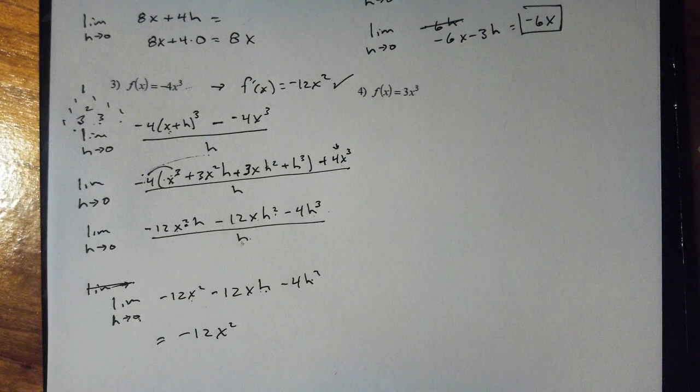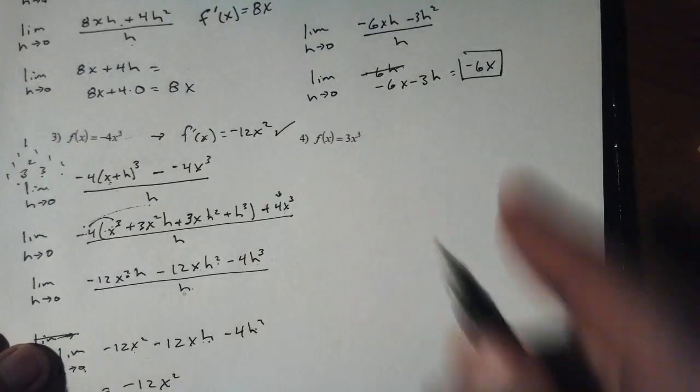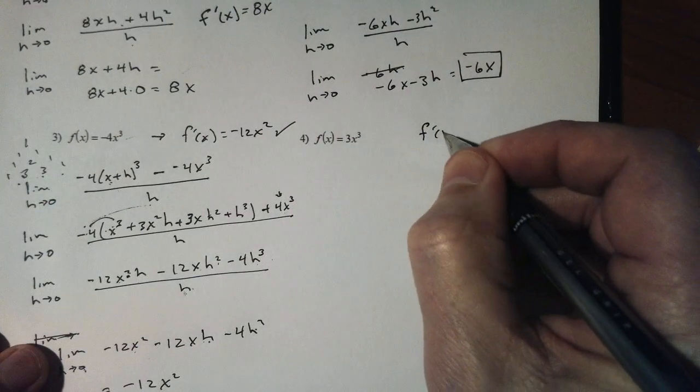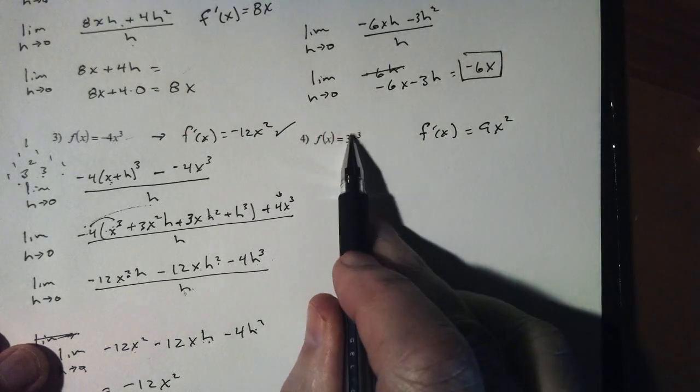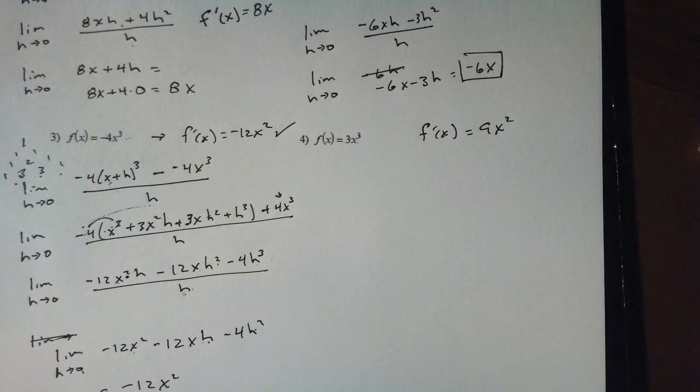So definitely a good time for you to try this on your own. Hopefully we understand that f prime of x, when we're through with this, should end up being 9x squared.